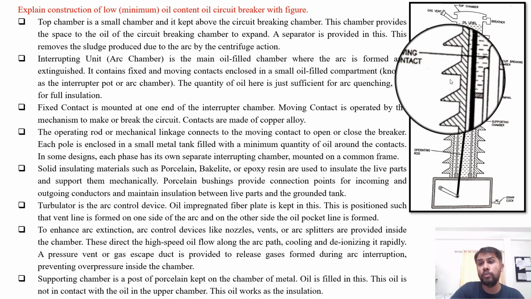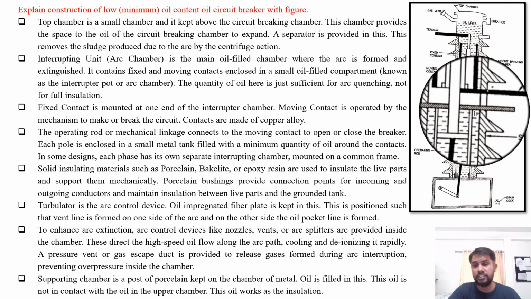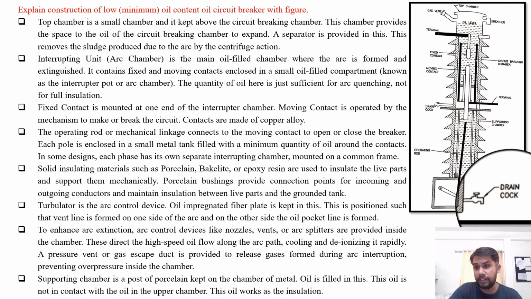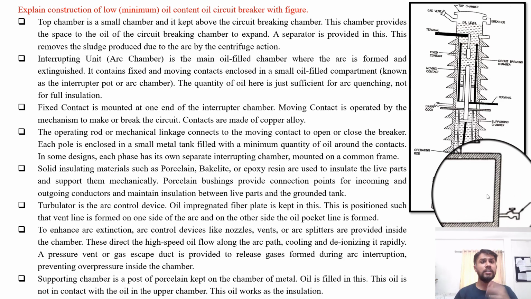This is the drain cock to drain out the oil from the circuit interrupting chamber. This is the separator or say the plate of bifurcation from the supporting chamber to the circuit interrupting chamber, and this is the drain cock from where the supporting chamber oil can be drained out. Now the top chamber is a small chamber kept above the circuit interrupting chamber or say circuit breaking chamber. This chamber provides the space for the oil of the circuit breaker chamber to expand. A separator is provided in this. This removes the sludge produced due to the arc by centrifugal action.